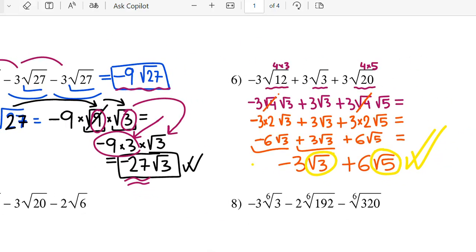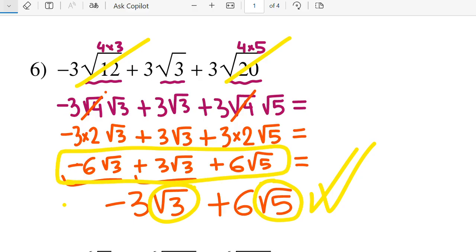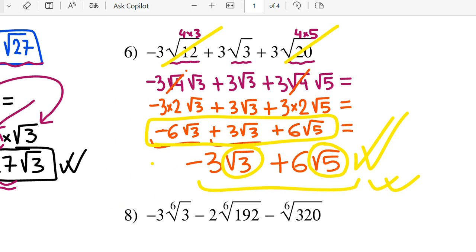Basically, the logic here is simplify 12 into 4 and 3, 20 into 4 and 5. Once you simplify them all, combine like terms, and you get the final answer.